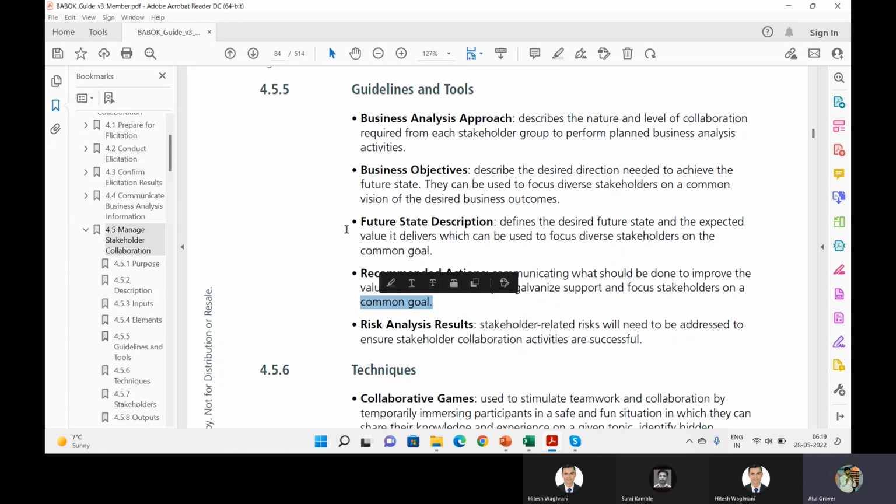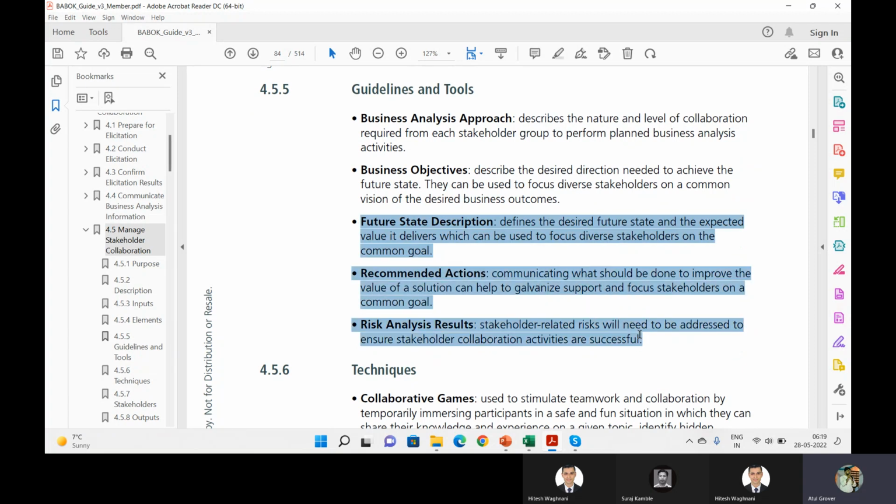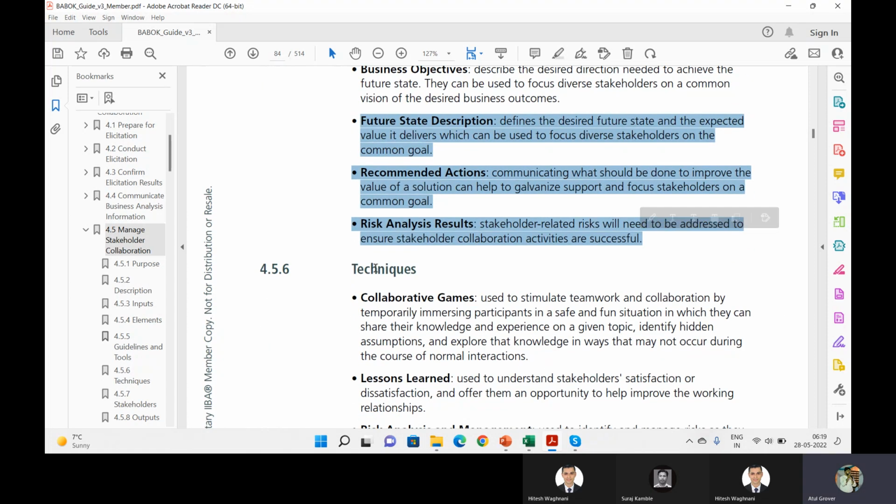ठीक है, सो ये सब चीजें, मतलब ये तीन चीजें हमारे यहाँ पे डिस्कशंस में जाती हैं जब हम अपना कोलैबोरेशन करते हैं स्टेकहोल्डर के साथ. ठीक है, क्लियर टिल दिस पॉइंट? यस सर. गुड सूरज. यस अतुल. गुड, नाउ कम टू द टेक्निक्स पार्ट.